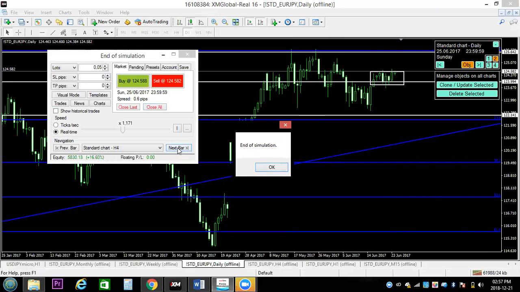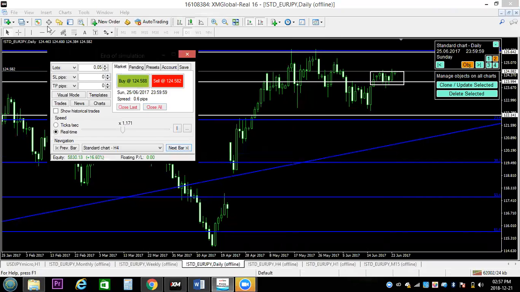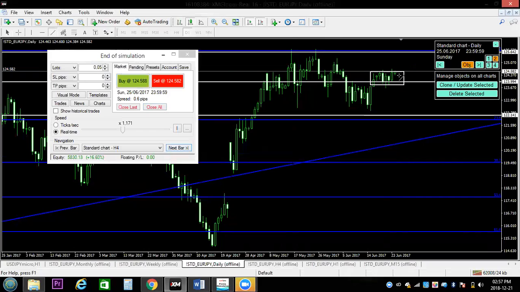Okay, and that's that. Definitely this is going to shoot all the way up to that zone over there. And that would be how many pips?